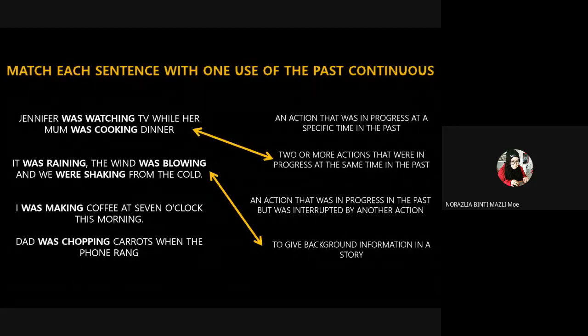Okay, now number 3. Naufal, I was making coffee at 7 o'clock this morning. The answer, an action that was in progress at a specific time in the past. Okay, so Naufal said that the answer is at a specific time. Are you sure, Naufal?